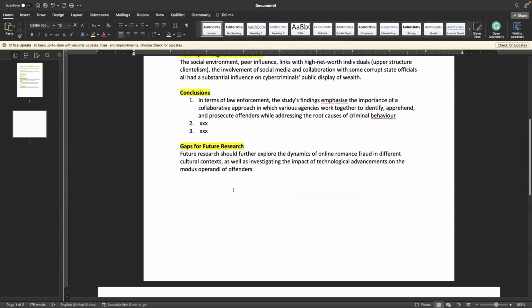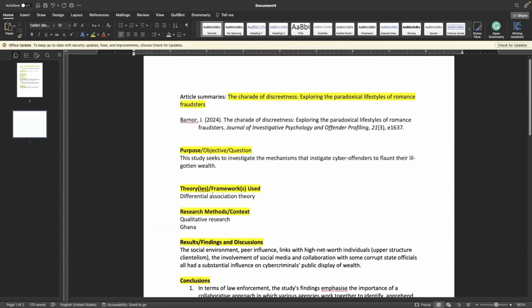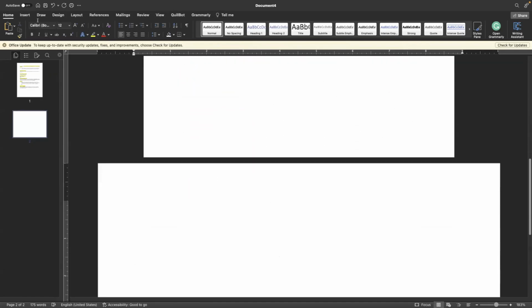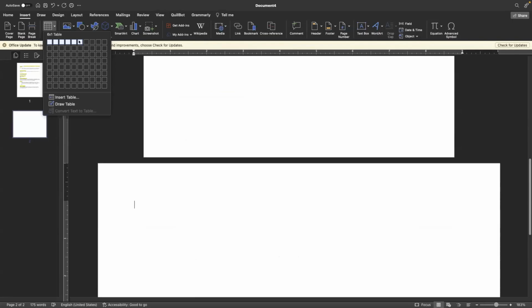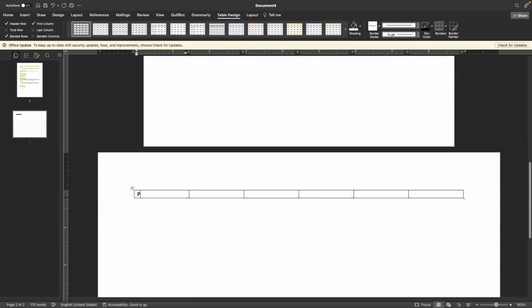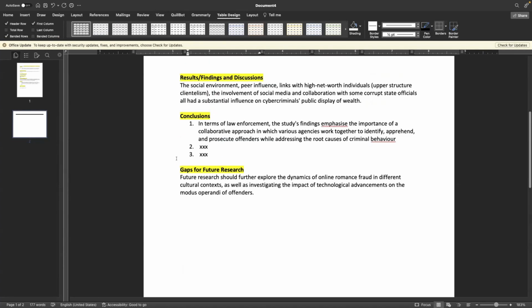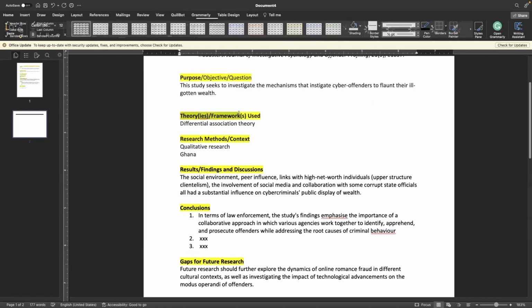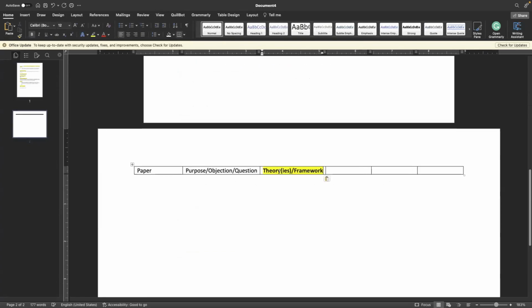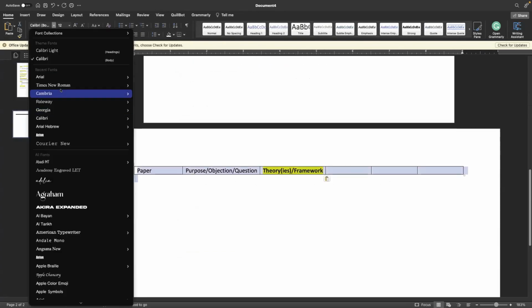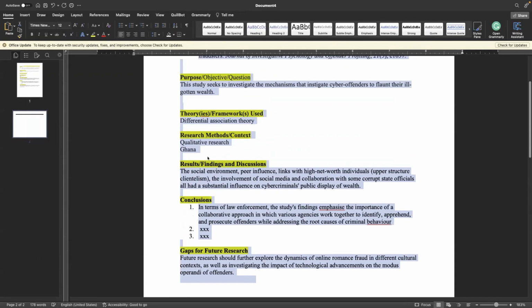Okay. So what we are going to do is that once you are done with all 20 papers, draw your table. I was saying that use not more than 6. So you have your paper here or your study here. Then you have your purpose, objective or question. You have your theories or frameworks here. Okay, so the assignment was asking you to use Times New Roman, so let's change it so that we can.